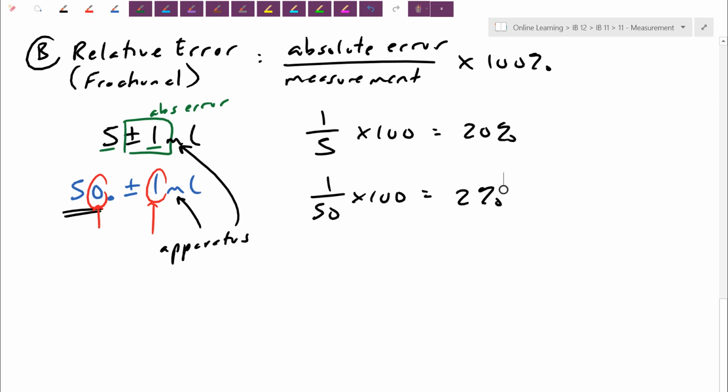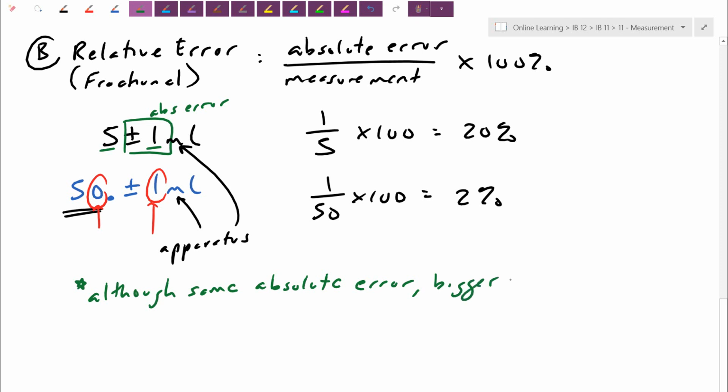So we'll just write down in words here. Although when we talk about absolute error, although we have the same absolute error, it was a plus or minus 1 on either measurement. We make the conclusion here: bigger measurements.